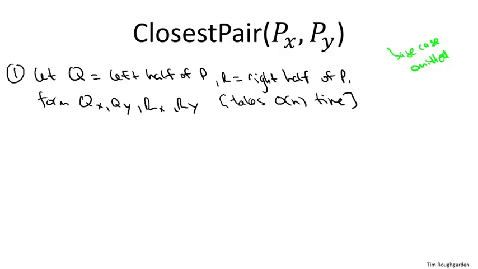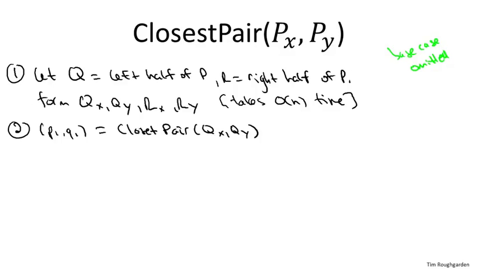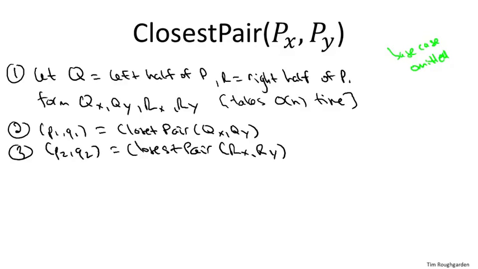Now we just conquer, meaning we recursively call closest pair on each of the two subproblems. So when we invoke closest pair on the left half of the points, on Q, we're going to get back the closest pair of points amongst those in Q. We're going to call those P1 and Q1. So among all pairs of points that both lie in Q, P1 and Q1 minimize the distance between them. Similarly, we're going to call P2 and Q2 the results of the second recursive call. That is, P2 and Q2 are, amongst all pairs of points that both lie in R, the pair that has the minimum Euclidean distance.